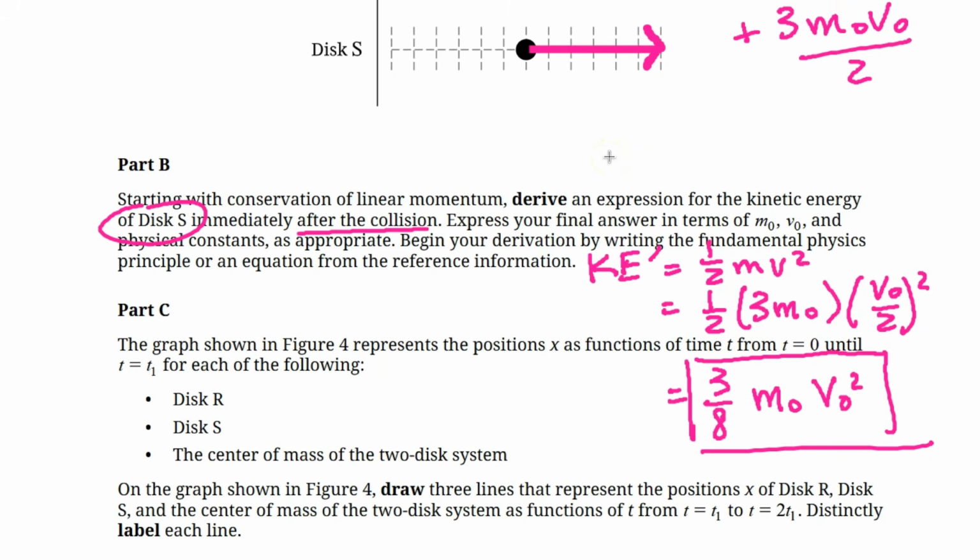Part C. The graph shown in figure 4 represents the positions x as functions of time t from t equals 0 until t equals t1 for each of the following: disk R, disk S, the center of mass of the two-disk system. On the graph shown in figure 4, draw 3 lines that represent the positions x of disk R, disk S, and the center of mass of the two-disk system as functions of t from t equals t1 to t2. Distinctly label each line.